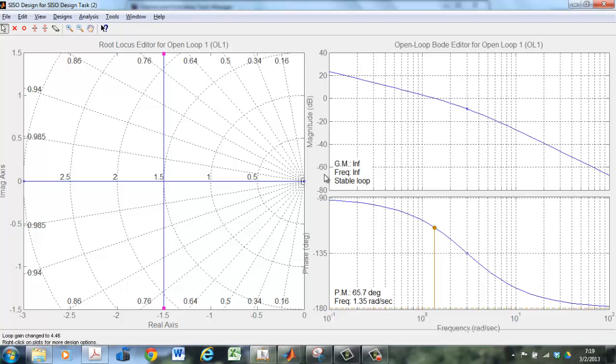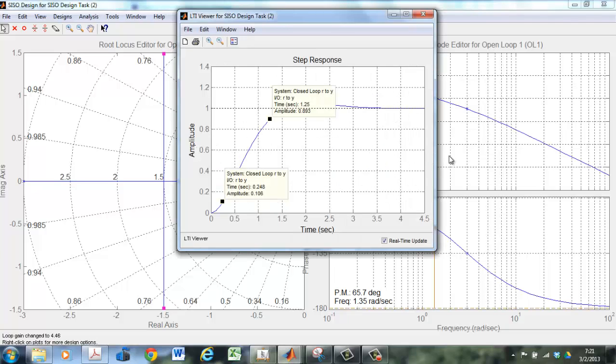And so here is the response of the outer loop with an outer loop gain of 4.5. And I've shown you the rise time here from 10% to 90%. The rise time is about 1 second. 1.25 minus 0.25 is 1 second. So it's got a rise time of 1 second.